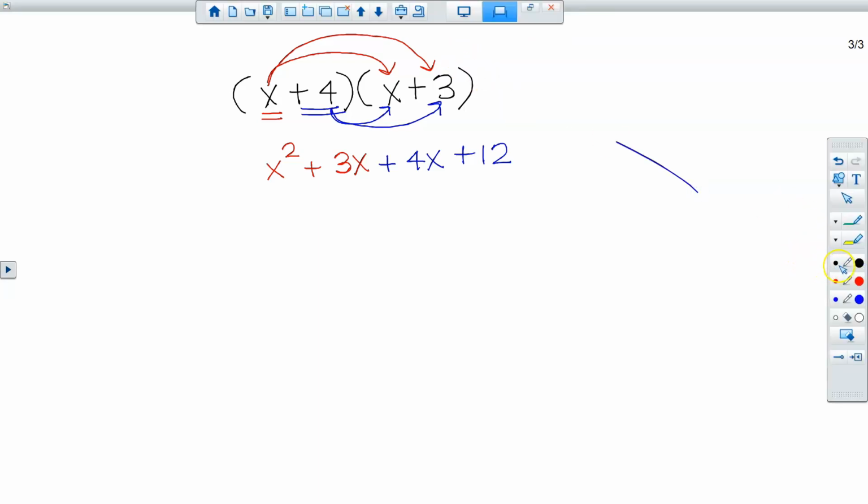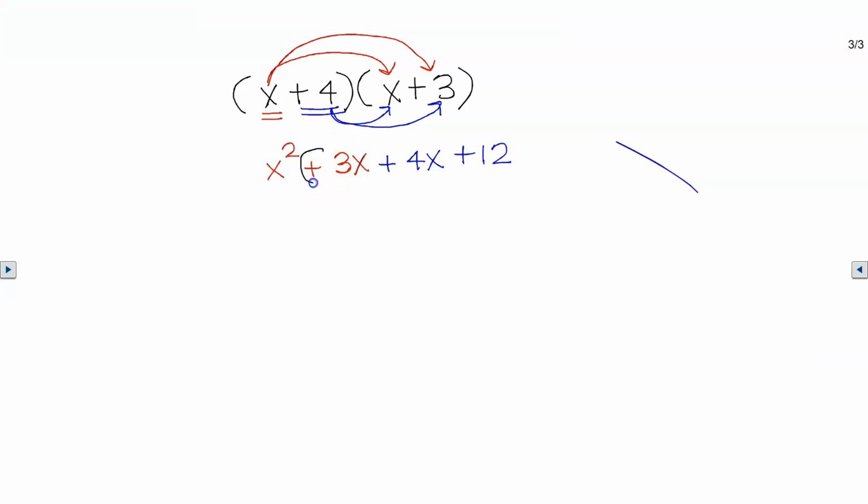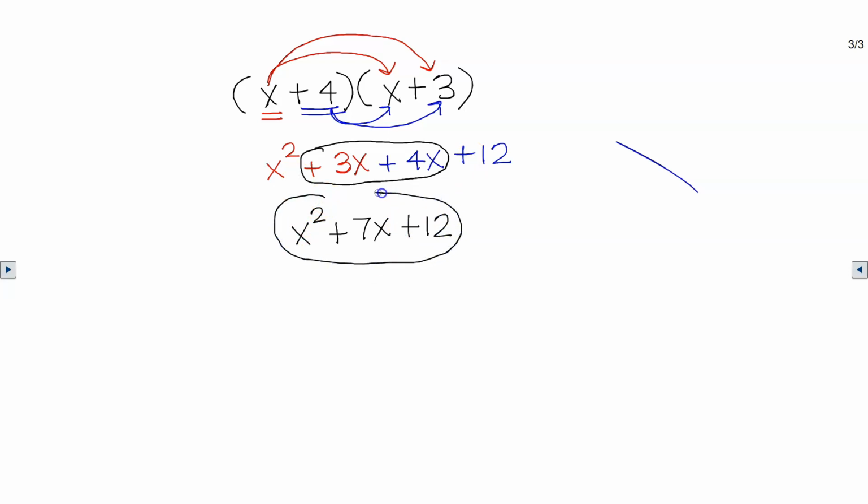All right, now we have 4 terms here, x squared plus 3x plus 4x plus 12. We should make sure we have simplified as much as we can. And what you'll notice here this time is we do have like terms right here in the middle. Positive 3x and positive 4x are like terms, so we're going to combine those. So my answer is going to begin with x squared. When I combine 3x plus 4x, I get 7x. And then I have my plus 12. So x squared plus 7x plus 12 is my final simplified answer.